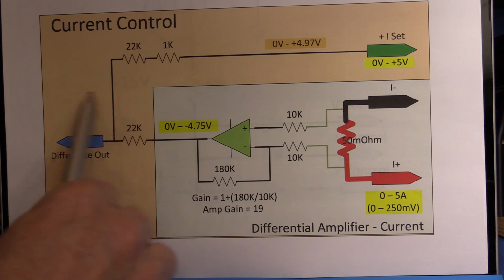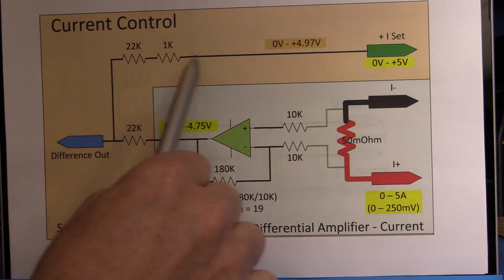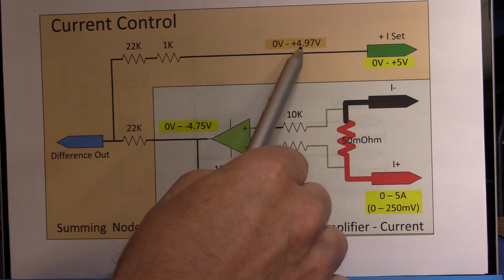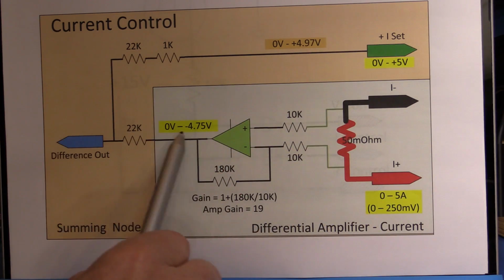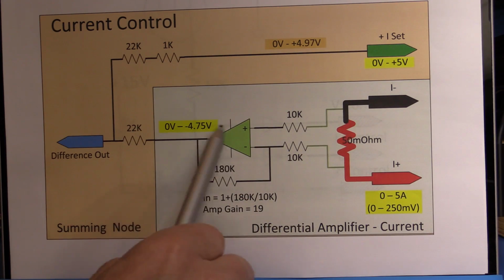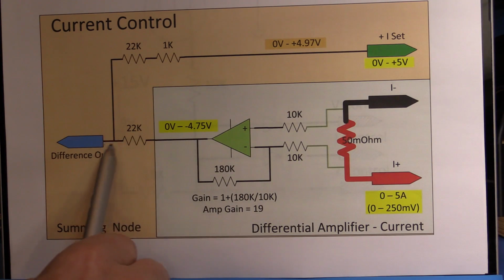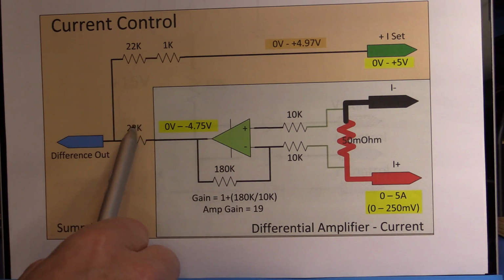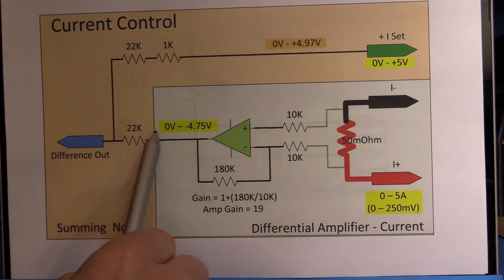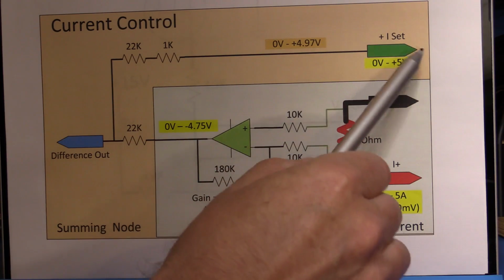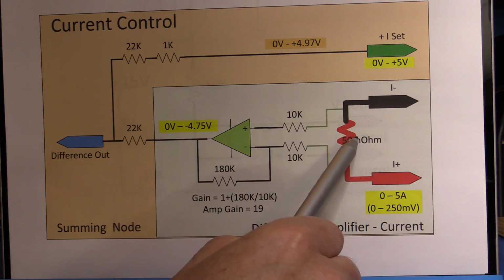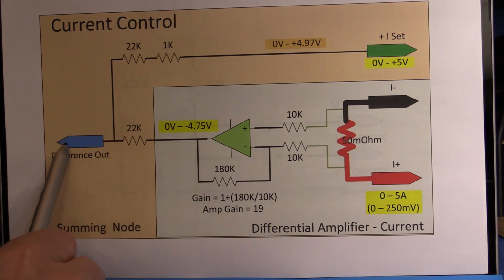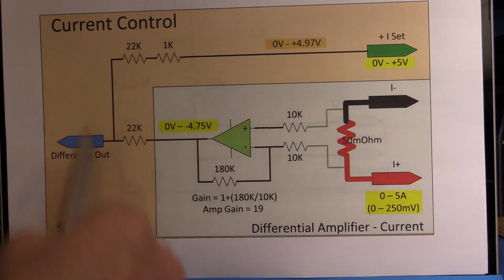So anyway, here's our summing output, just to finish this piece off. And so 0 to 4.97 volts in as our voltage reference to set the current, and 0 to minus 4.75 volts here. By the time we get the summing with a 22K and a 23K, they balance each other out, so that if you've got your 4.97 volts on your iSet and you've got exactly 5 amps running through your shunt resistor, then you're going to get 0 volts on your difference output of the current control circuitry.